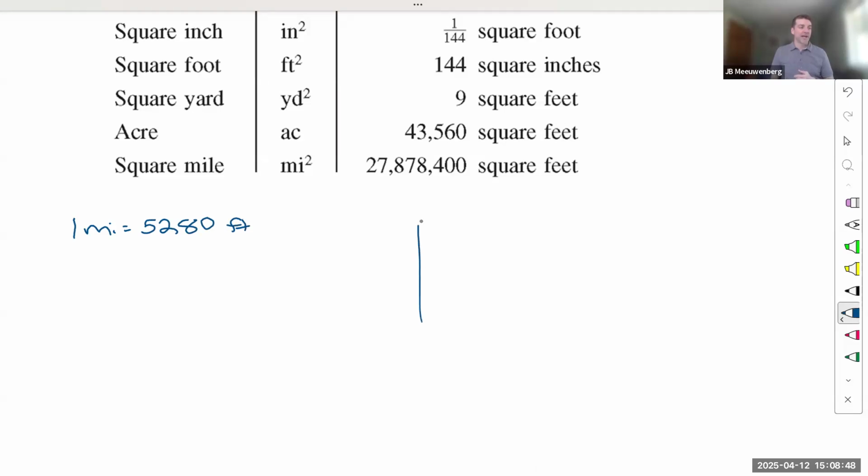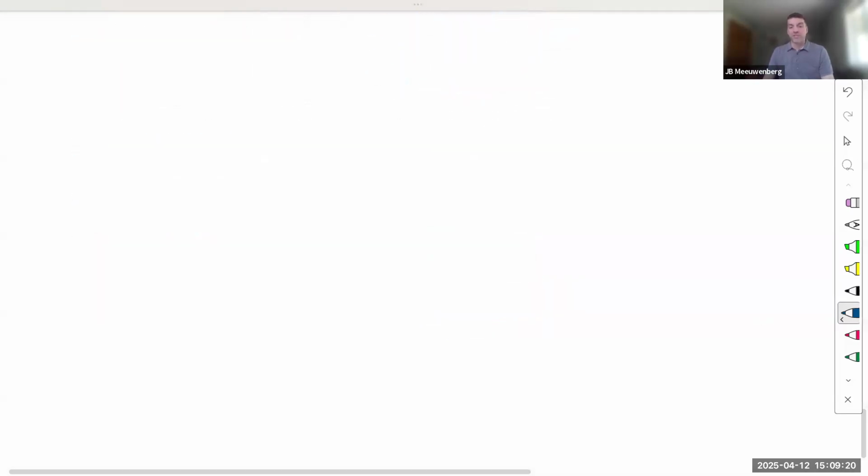So if we sketched out a square, let's do a better job with my square. We sketched out a square that measured 1 mile by 1 mile. That would be the same thing as 5,280 feet by 5,280 feet. And multiplying those two numbers together, we get this, 27,878,400 square feet.